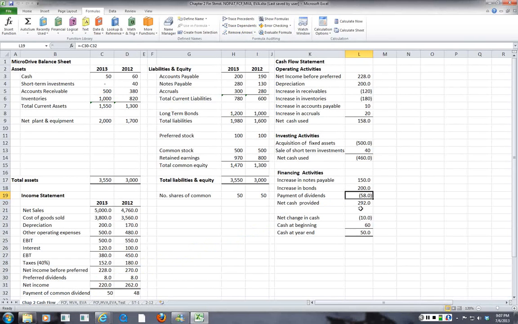So the net cash provided is $292,000, which gets added to the $158,000 from operating activities and subtracted by the $460,000, so that we get a net change in cash of $10,000. And then we've gone through the rest of that before. Let me know if you have any questions. I hope this is helpful to you.